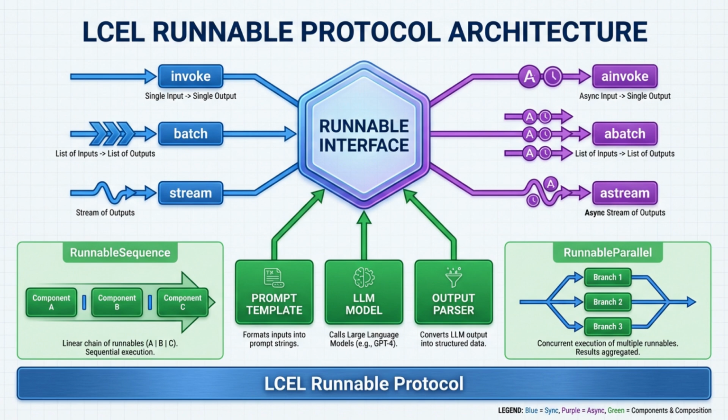Third pair, stream and a-stream. These return results chunk by chunk. This is how you keep users engaged while the LLM thinks, showing them text as it generates instead of a blank screen with a spinner.